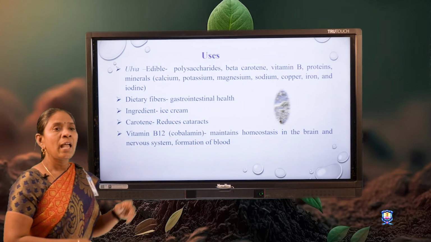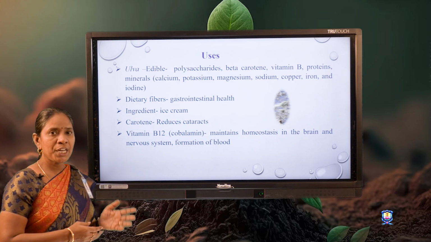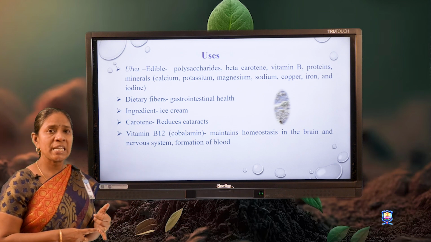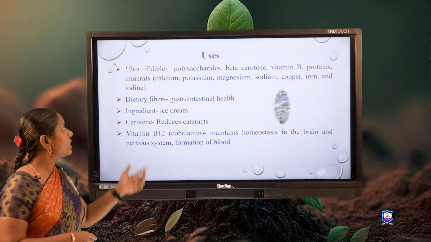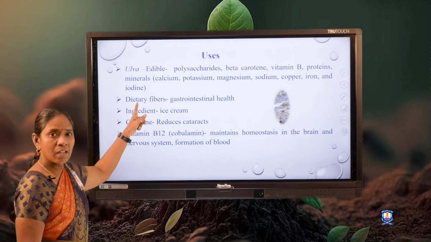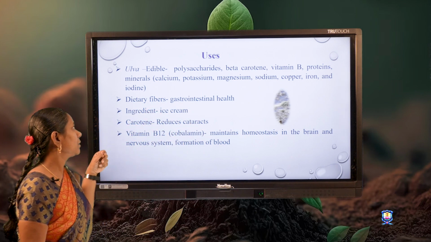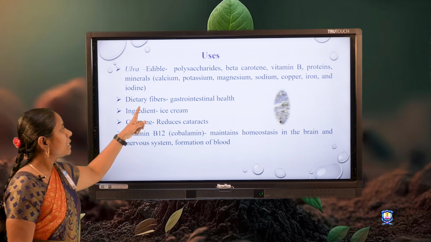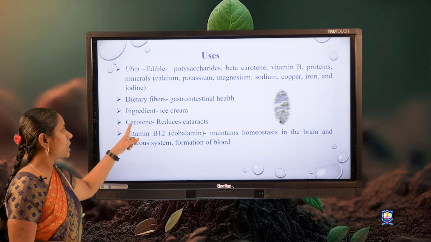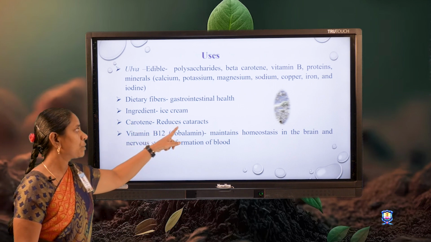Then uses. Ulva thallus is an important genus of algae which consists of various nutrients, especially the polysaccharides, beta carotene, vitamin A, vitamin B, and various minerals such as calcium, potassium, magnesium, sodium, and iodine. Since it consists of dietary fibers, it promotes gastrointestinal health. Then it is the main ingredient in ice cream preparation, and because of the presence of beta carotene, it is used to reduce cataract.